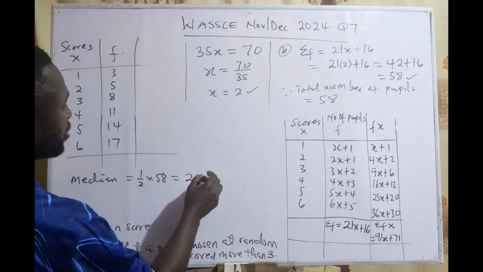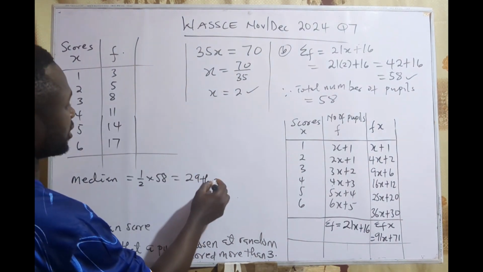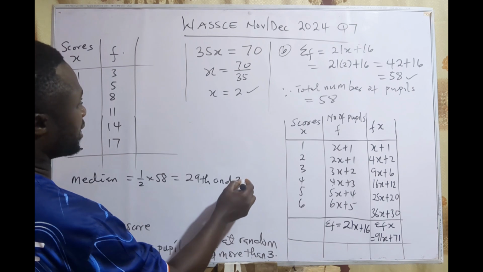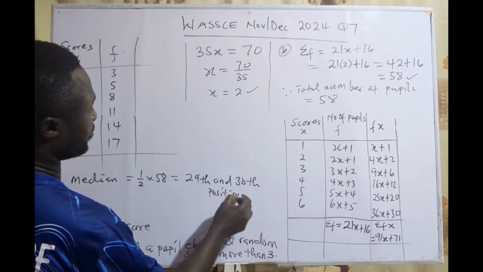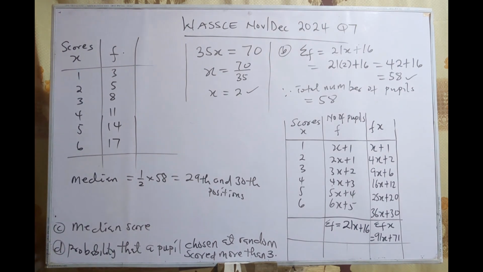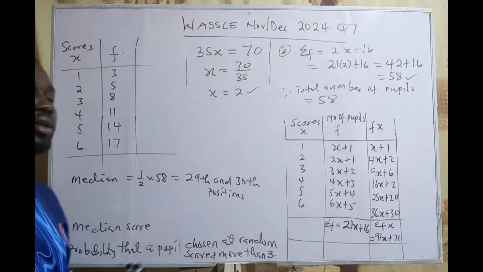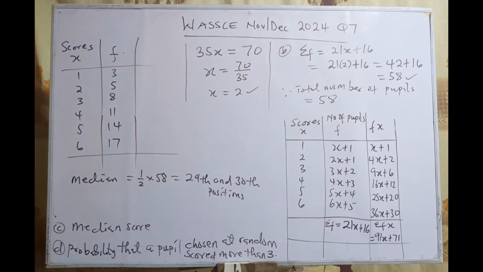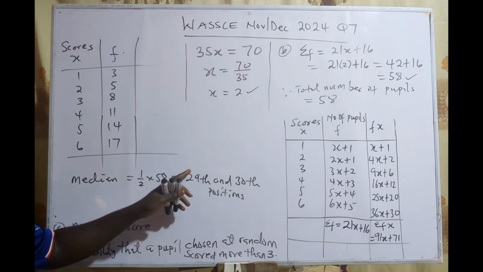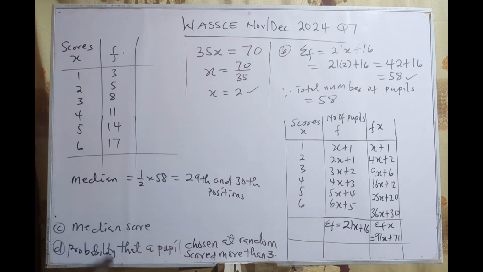It means our median will be the 29th, and then the next position, the 30th. So our median is going to be two values which are in the middle, the 29th and 30th positions. Okay, so how are we going to know the 29th and 30th position? The 29th and 30th is not the actual median, but the position of the median, to tell us where the middle value is.